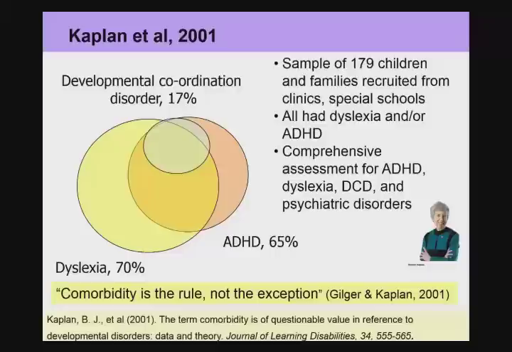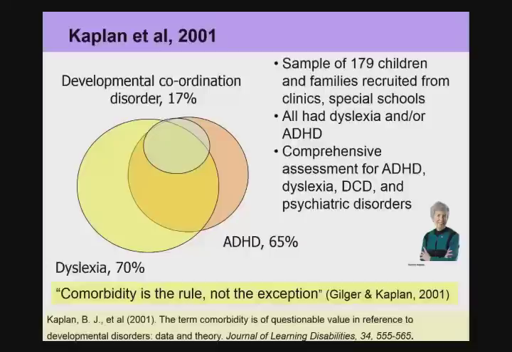Gave them a very comprehensive assessment, including for psychiatric disorders, and found that in addition to there being a lot of overlap, which I can show here, between the ADHD cases and the dyslexia cases, there were many cases that had both, but then a very high proportion of them also met criteria for developmental coordination disorder, particularly those that had both dyslexia and ADHD.